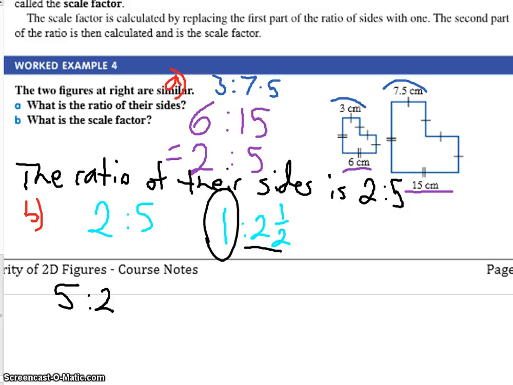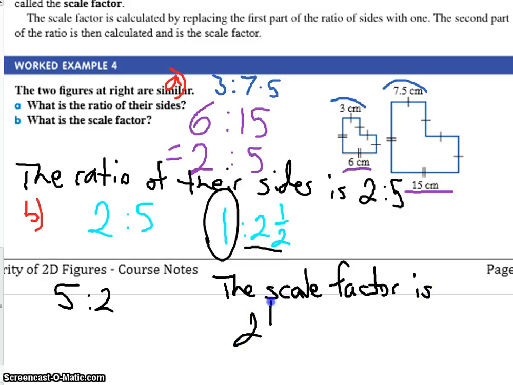What do they want me to say? Okay. All we're going to say in this one is the scale factor is 2.5. Everyone happy with that? Is there happiness in the group? There is. I love happiness.